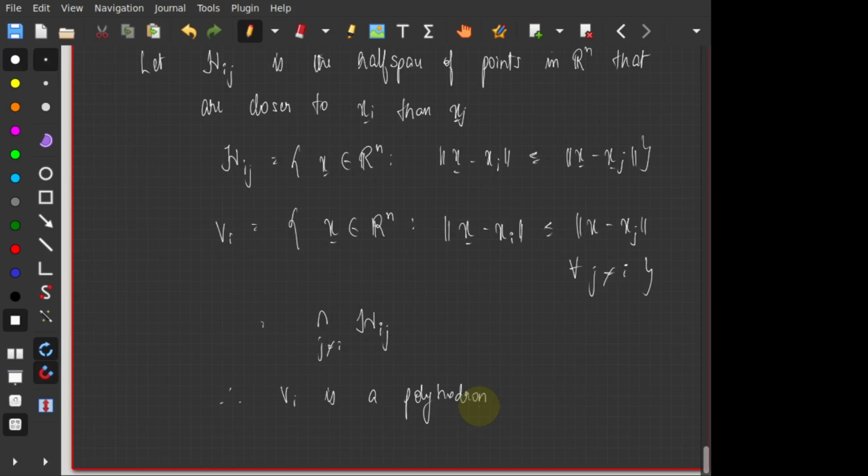A general convex set need not be an intersection of finitely many half spaces. A general convex set is an intersection of possibly infinitely many half spaces.